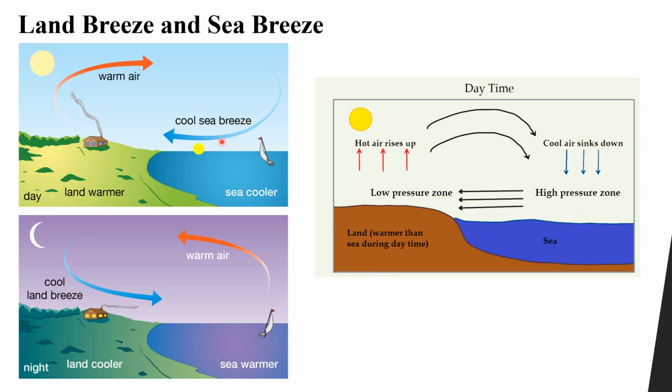So as you can see here, the cycle repeats itself. At night, the reverse will happen. The land is cooler and the sea is warmer. So this has a high pressure, and here we have lower pressure. So the air will move from here going to the sea, then it will rise up, then go back, and so on. Okay, so this difference in pressure leads to the generation of wind.